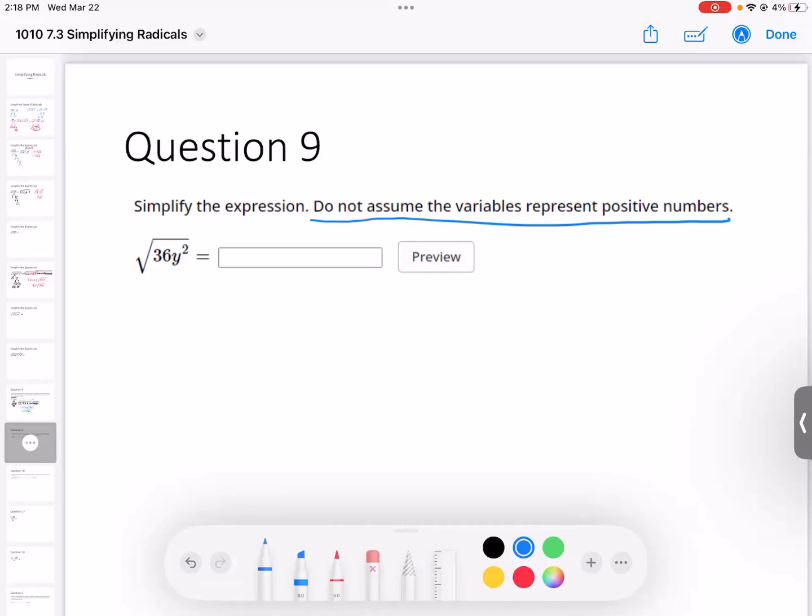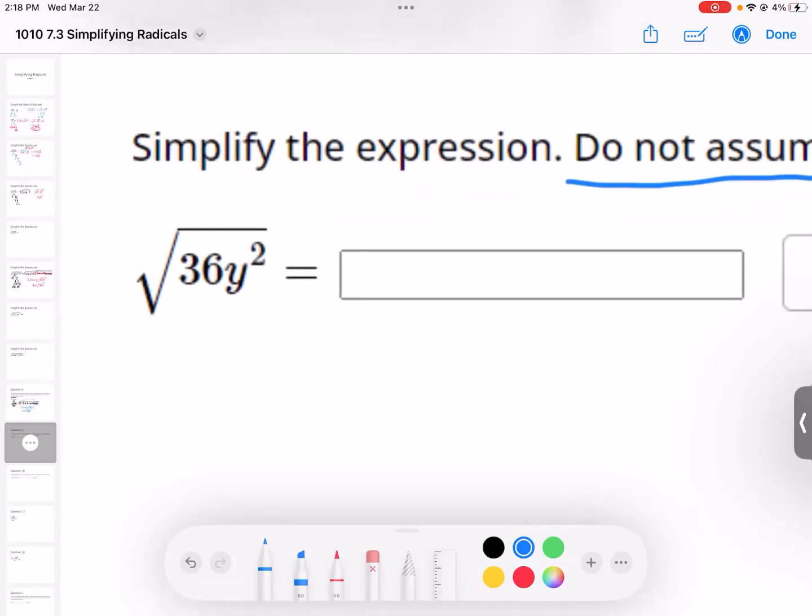So like in this case, if you have the square root of 36y squared, using what we've learned so far, you could say, well, the square root of 36 is 6. The square root of y squared would be y. And you might say, well, that's just the answer. However, if the y happened to be a negative number, because they said we can't assume it's positive, you would get the square root of something positive equals a negative number, which doesn't make any sense because the square root of something should always be a positive number. So if you can't assume that the variables are positive, then you just need to put absolute value signs around your answer to make your answer positive.